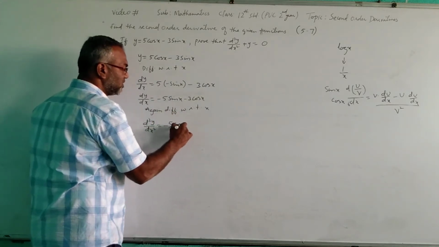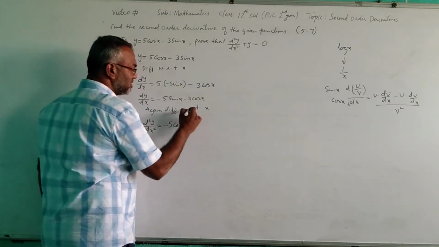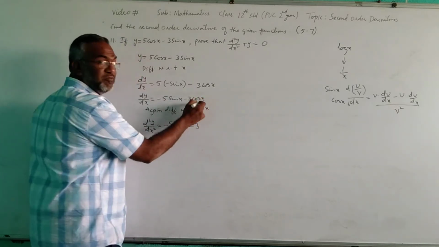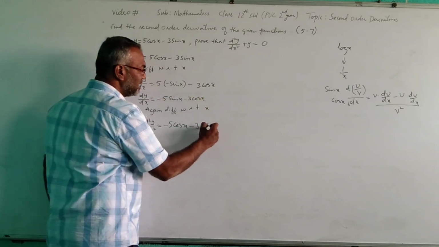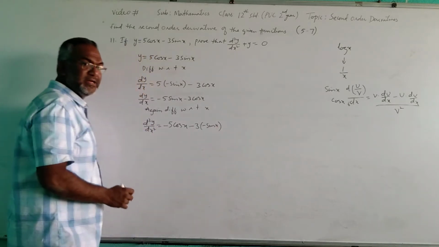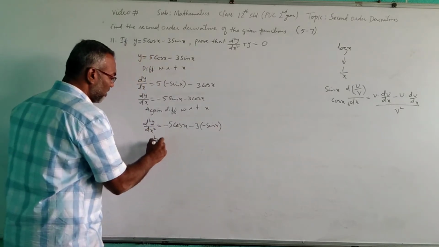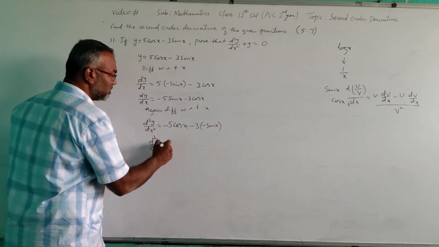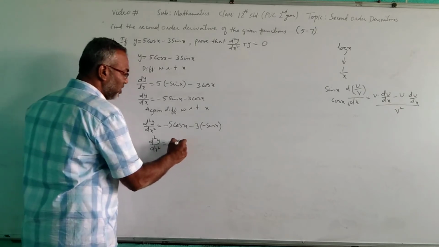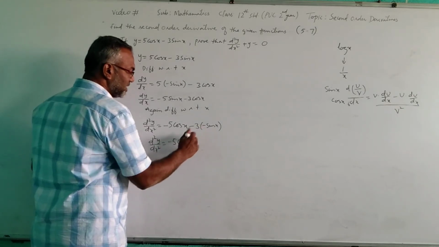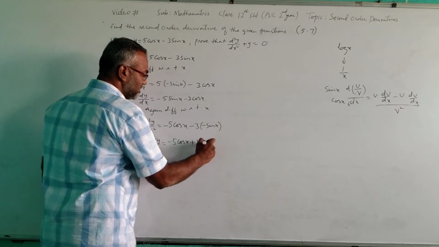Differentiation of sin x is cos x, minus 3 constant as it is. Differentiation of cos x is minus sin x, right? So we get d square y by dx square is equal to minus 5 cos x, and this becomes plus 3 sin x, right?